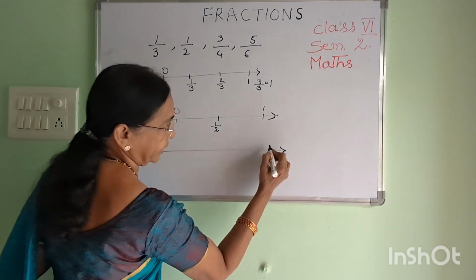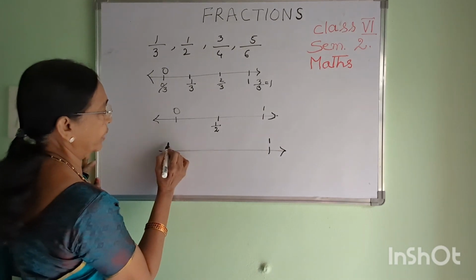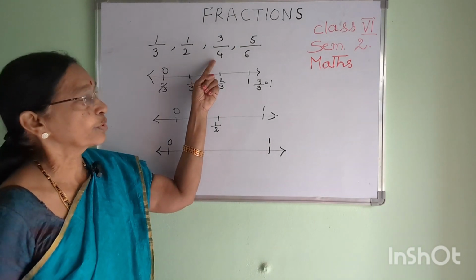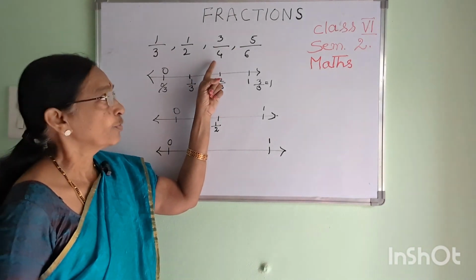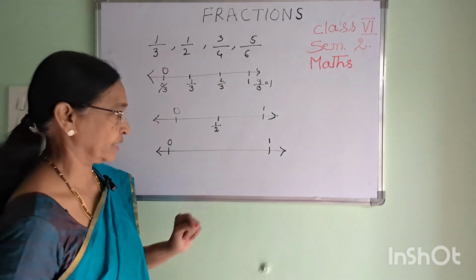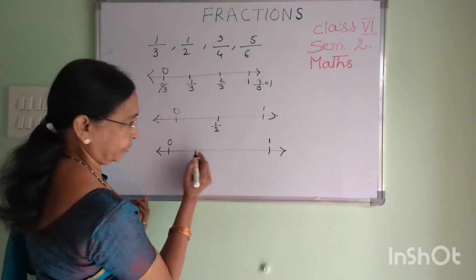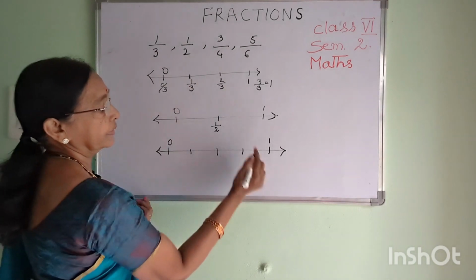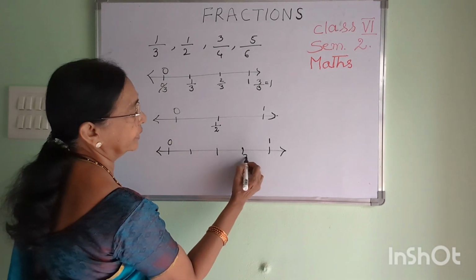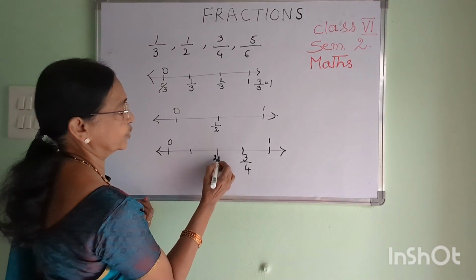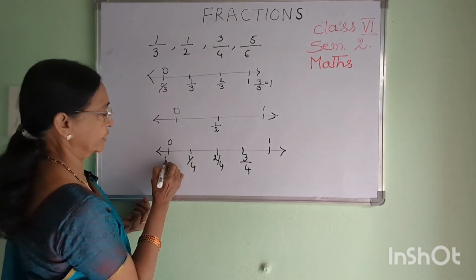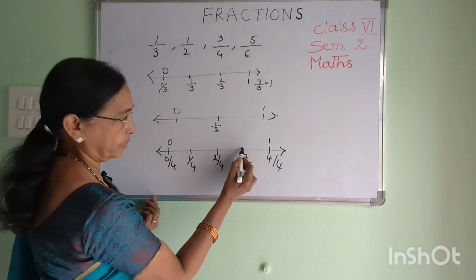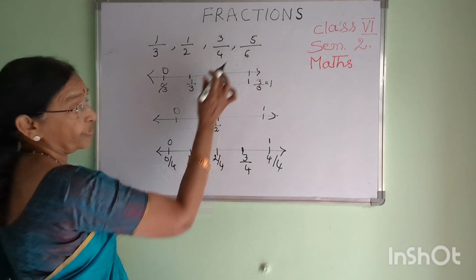So again take another number line and mark 0 and 1. We have to show 3/4. Therefore total 4 equal parts must be there. So divide the portion between 0 and 1 into 4 equal parts. Then the third part, this point, denotes 3/4. This is 2/4, this is 1/4, this is 0/4, and this is 4/4. So 3/4, this here. Next 5/6.